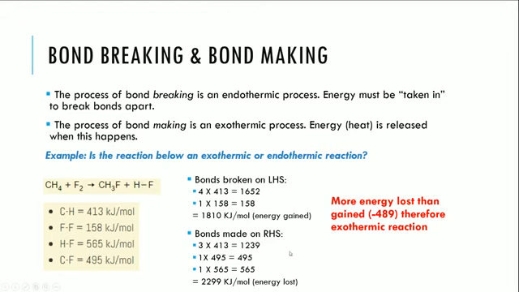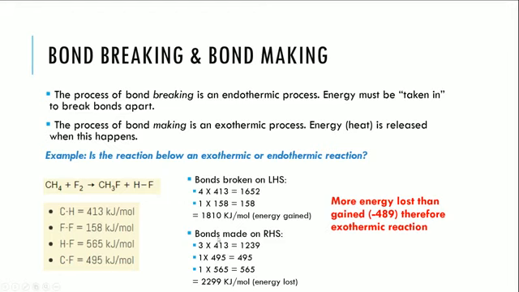So ultimately, if you add all those together, on the right hand side, we've basically got 2299 kilojoules of energy that's been lost because the process of making bonds, which is on the right hand side, is an exothermic process. So to sum that up, on the left hand side, by breaking apart all the bonds, 1810 kilojoules per mole of energy were gained, and on the right hand side, 2299 kilojoules per mole of energy was lost.